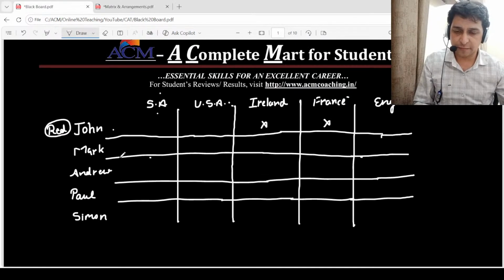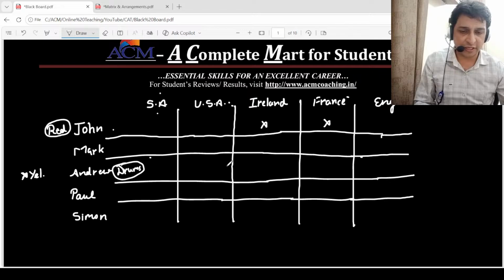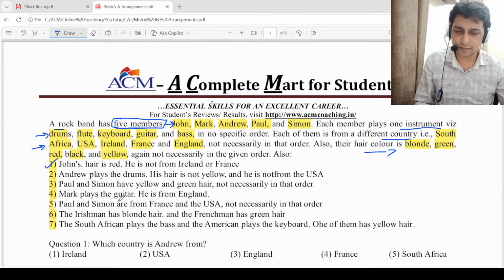Andrew plays the drums. So write the instrument on the right hand side. His hair is not yellow, so we put a cross that he's not having yellow hair. And he's not from the USA, so put a cross for the USA also.